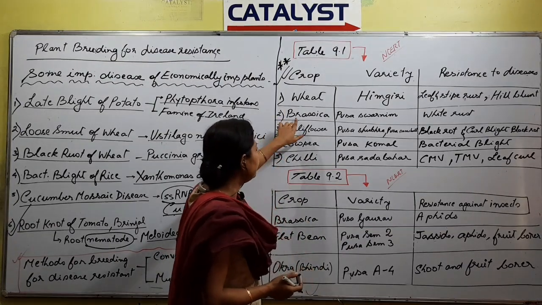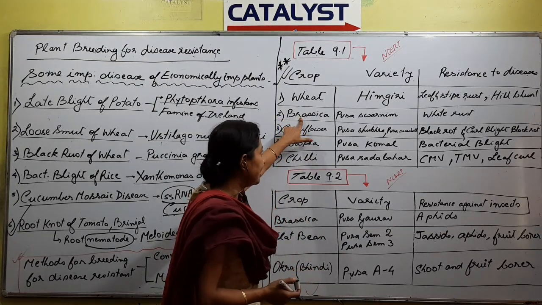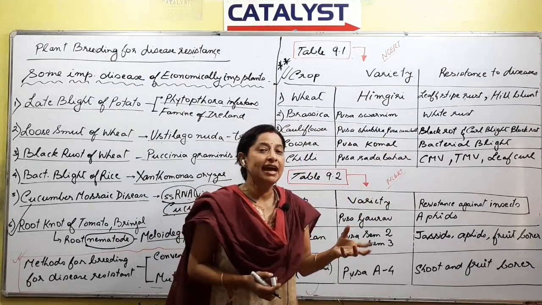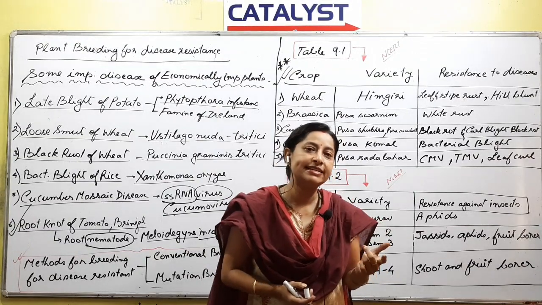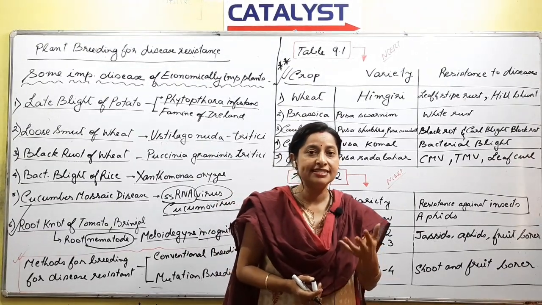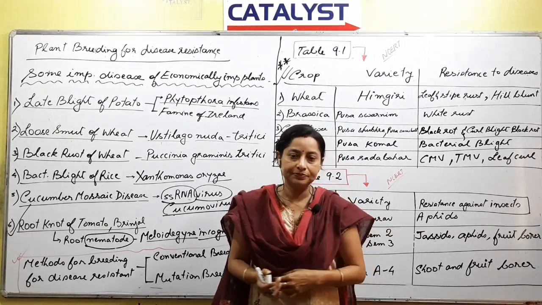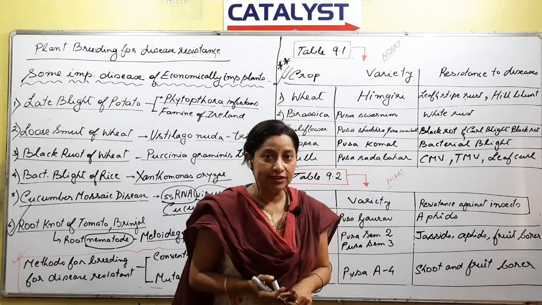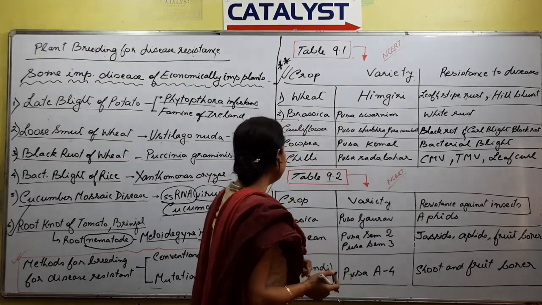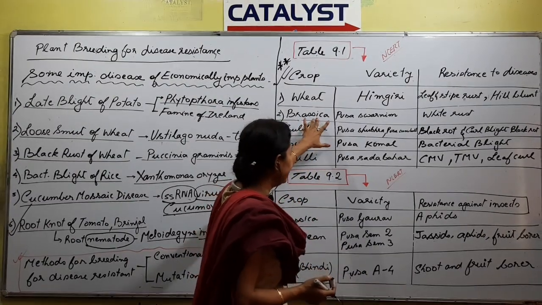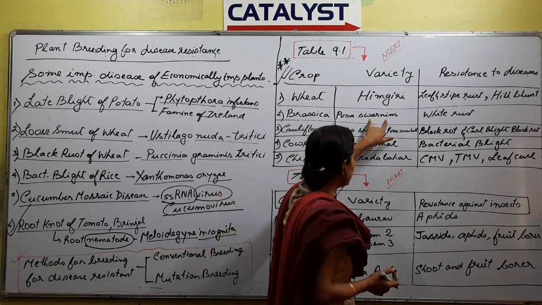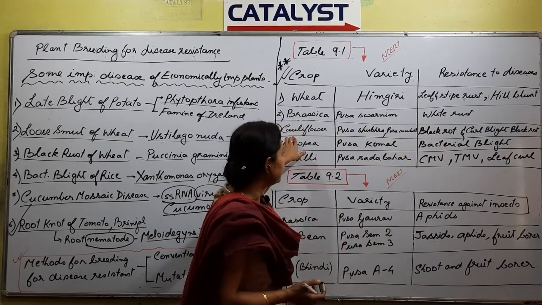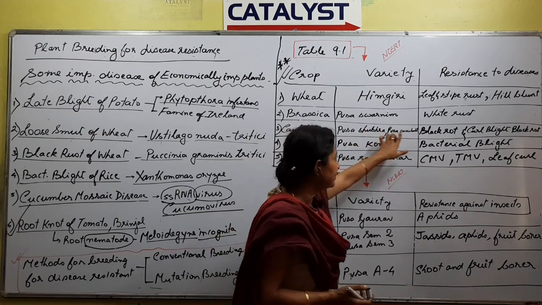Similarly, if you are talking about Brassica, I think we remember what Brassica is. We are talking about the family called Brassicaceae. Just give me an example: it could be cabbage, it could be mustard, it could be cauliflower, right? So these are examples of Brassicaceae. In this Brassica, we have Pusa Swarnim and white rust, right? For cauliflower, you have to remember Shubhra and Snowball.